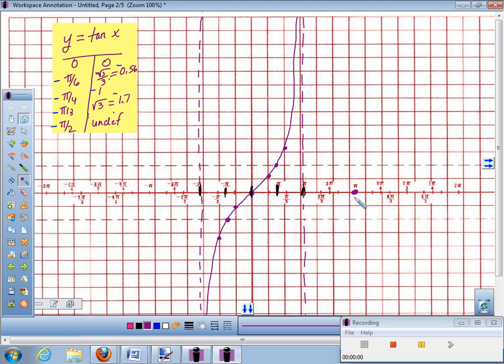Pi. And if this asymptote is at pi over 2, where's the next asymptote? 3 pi over 2, yes. You just keep going over pi, and you got it.